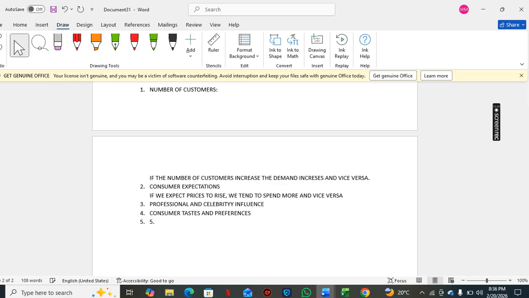Number 5, income levels. Let's say in a country, if income levels increase, the economy is doing well, right? People will start buying more of your product. So let's say your income right now is maybe 10,000, and you're just buying 50 fruticanas. Then your income increases to 15,000. You'll find you can even buy 100 fruticanas.